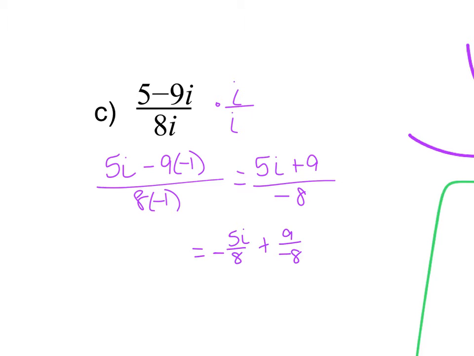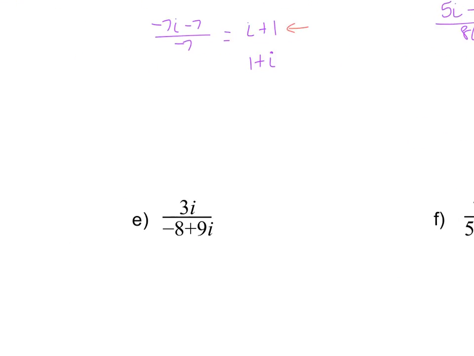So am I done? No, I'm really close. Unfortunately, we just need to switch those over because remember, you're not supposed to have the i term be your first term. So that would be -9/8 minus, instead of putting a plus sign there, it's kind of silly, let's do -5/8. All right, 5i over 8.